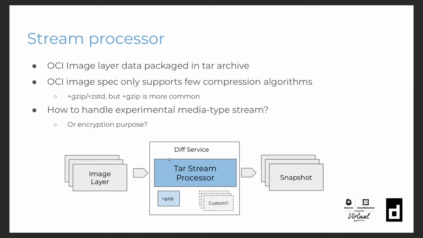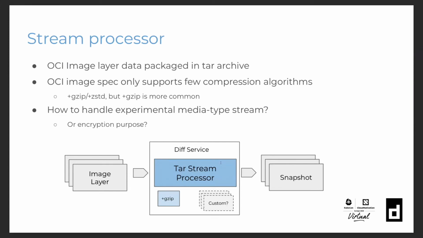The first one is the streaming processor. When you run a container, you have to pull the image down and unpack it for the container rootfs. We know the image data has manifest, config, and layer data. We know image layer data is packaged in a tar archive. For faster distribution, the OCI spec allows the image builder to compress the image layer with gzip and zstd. We know zstd is the new one, and gzip is the more common case.